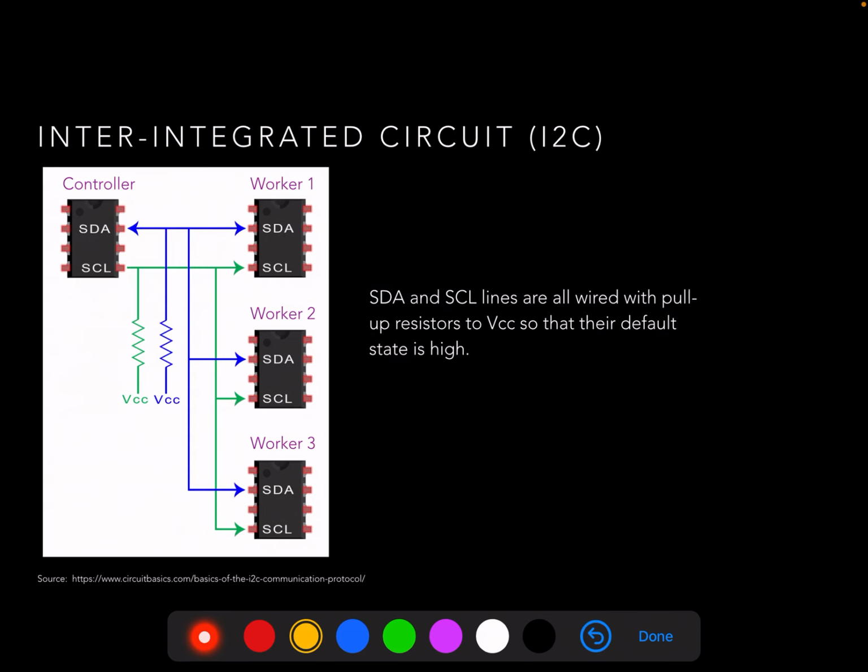Now, one thing that's a little bit tricky about I2C is that it defaults both lines, SDA and SCL, default high. And that's because we have to connect pull-up resistors from both SCL and SDA lines to the power supply, VCC. That guarantees that their default state is high, and if we want the lines to go low, we have to force them low. But they'll never go high unless we put these pull-up resistors in here to guarantee the default state.